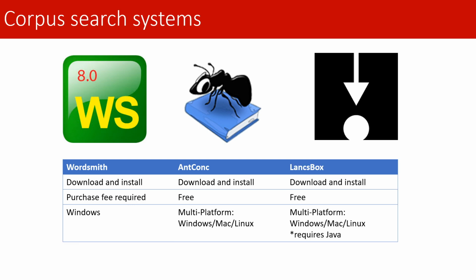The third one is #LancsBox. It is also a free software. #LancsBox is developed at Lancaster University. It can also run on multiple platforms like Windows, Mac, or Linux. To run #LancsBox, in addition to installing the app, you will also need to install a Java program.